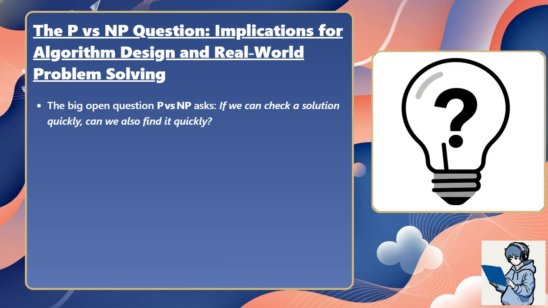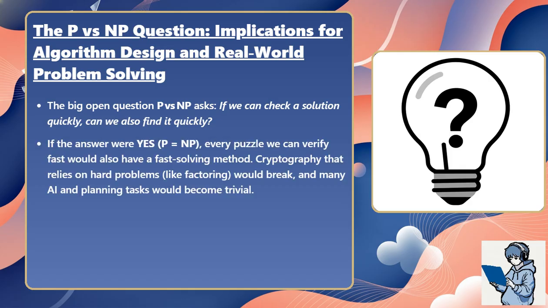The big open question, P versus NP, asks: if we can check a solution quickly, can we also find it quickly? If the answer were yes, P equals NP, every puzzle we can verify fast would also have a fast solving method. Cryptography that relies on hard problems like factoring would break, and many planning tasks would become trivial.